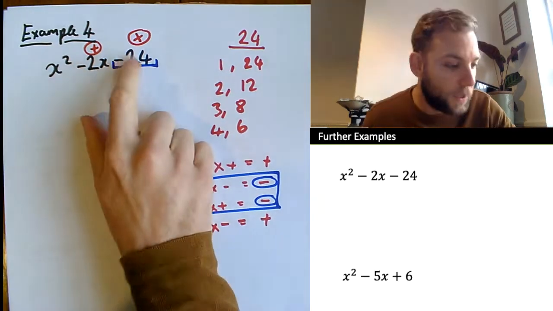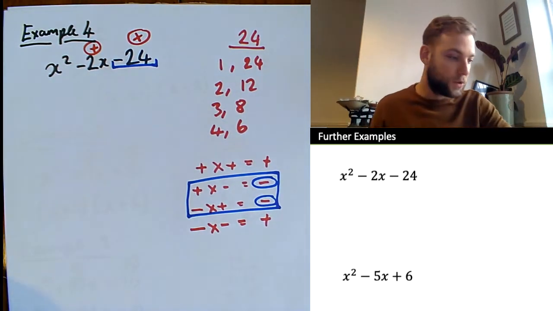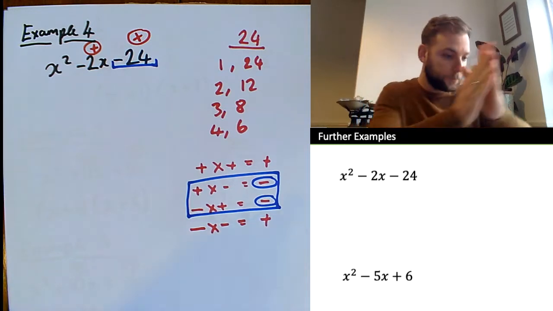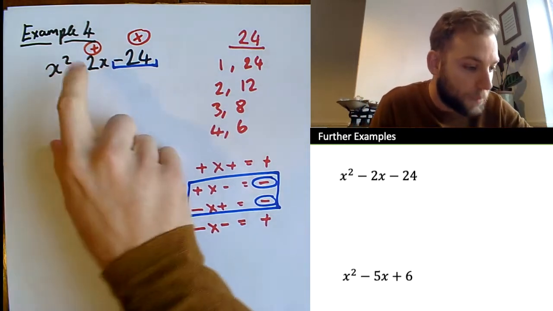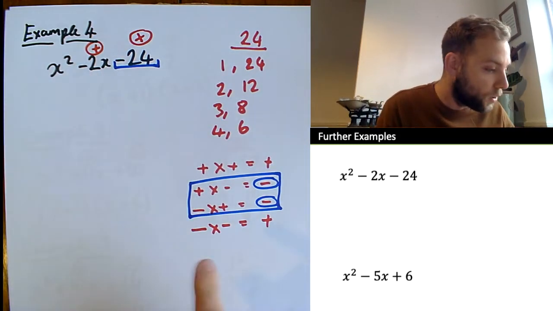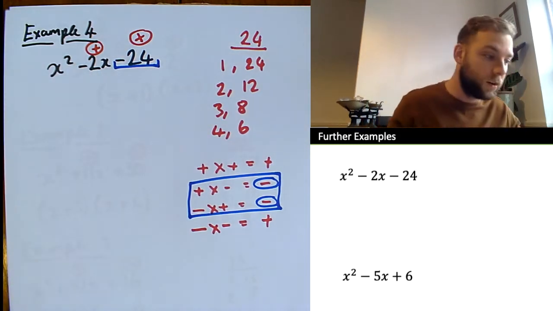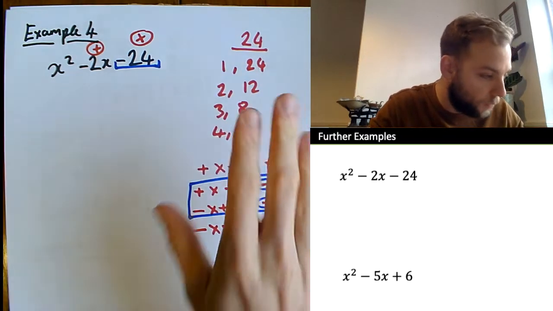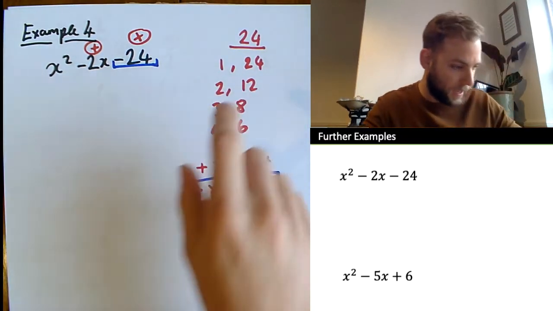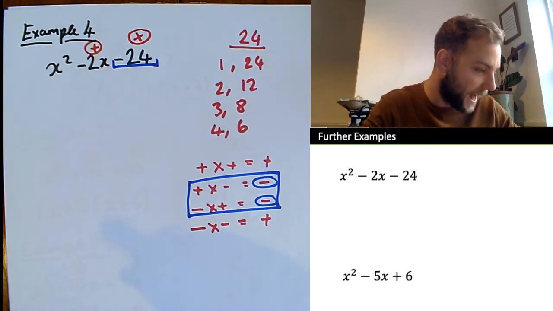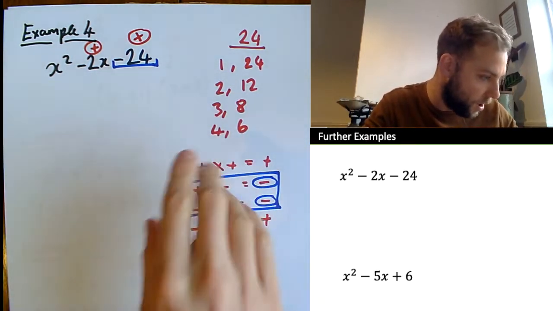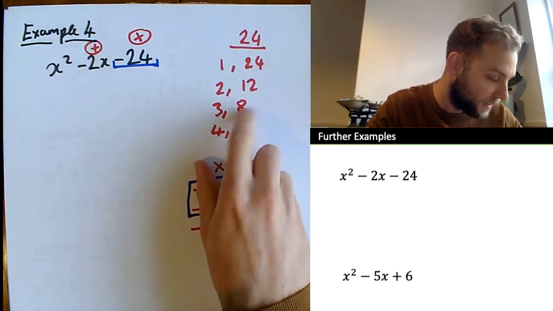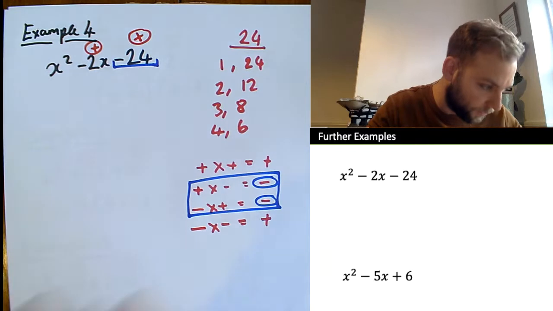Okay, so we're dealing with a last number which is negative, which means that my symbols must be different. So that means that one must be positive and one must be negative. Now we're trying to make negative 2. So I've got to find a way of having one positive and one negative to make negative 2. Well, 1 and minus 24, no. 2 minus 12 is minus 10. 12 minus 2 is 10, no. 3, 8, no. Because 3 minus 8 is minus 5. 8 minus 3 is 5.